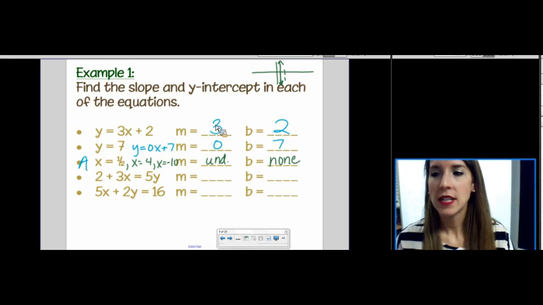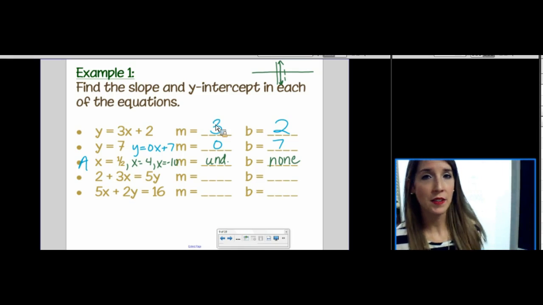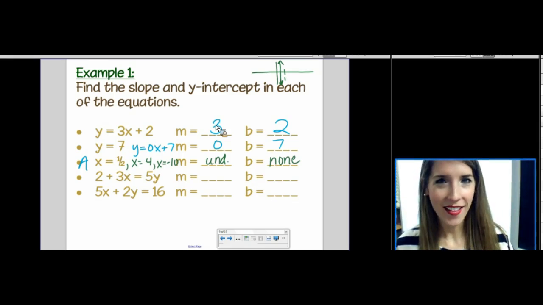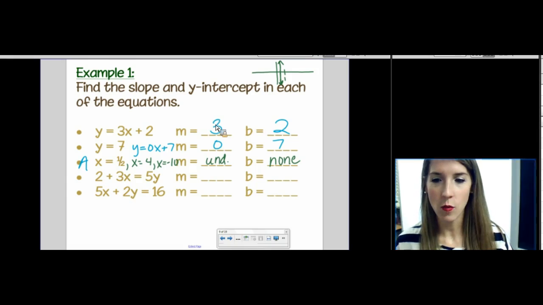Why is there no y-intercept? Because a vertical line is parallel to the y-axis. Y-intercept means where is it going to intersect the y-axis? Well, a line that's parallel is never going to intersect the y-axis.